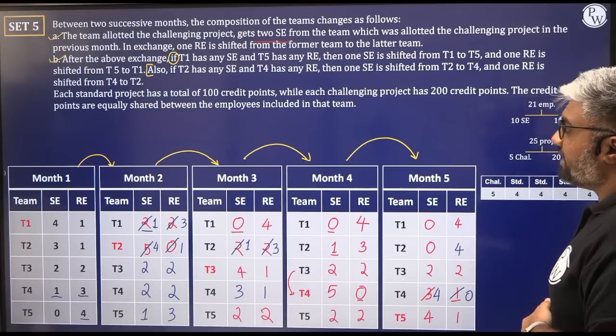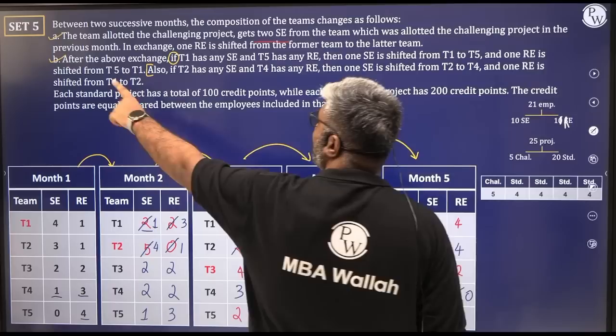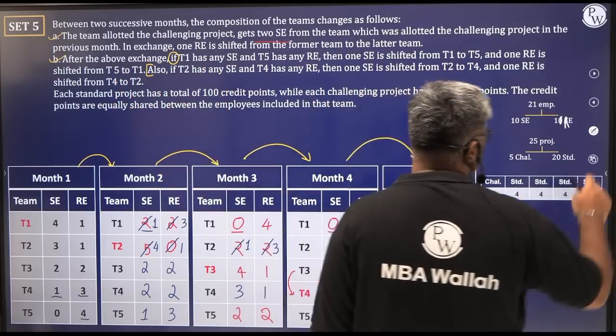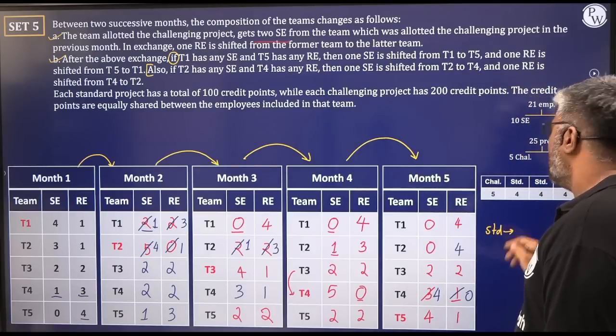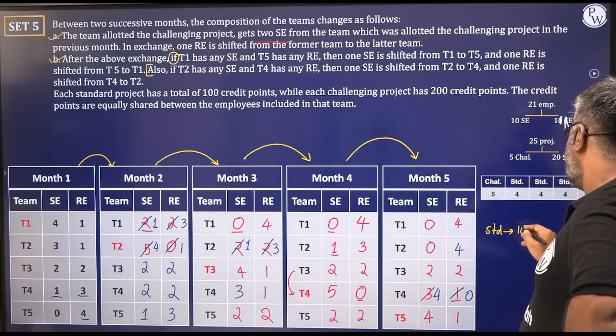Now beyond this, we have something about project credits. So each standard project has a total of 100 credit points.